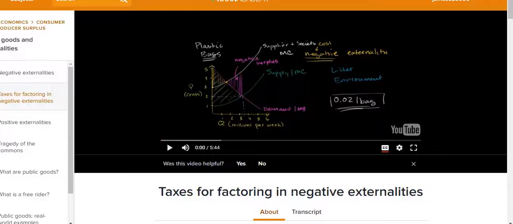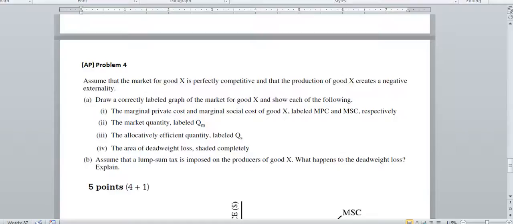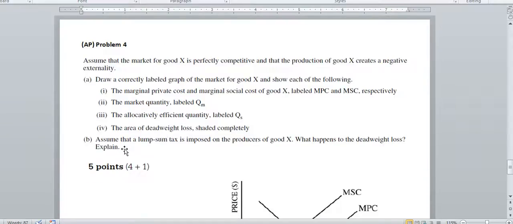Anyway, he's talking about a tax that's per unit. And in your homework, it's very, very important to pay attention to how they ask these questions. In your homework, they're asking about a lump sum tax, not a per unit tax. So you're going to answer that differently. And I'll sort of show you on the graph why that is.